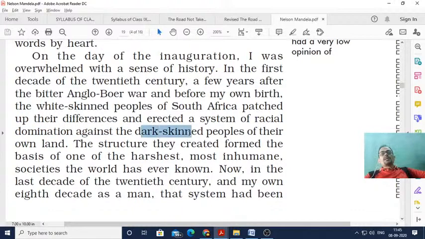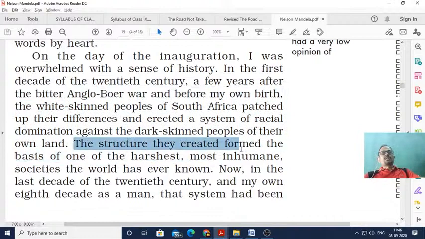Against the dark people, against the black people of South Africa, they erected a racial system of governance after the Anglo-Boer War. So can you imagine, this racial discrimination started 200 years back, 300 years back, and it continued till Nelson Mandela's political party, the African National Congress, won the first democratic election of South Africa. Till that time, this discriminatory political system of apartheid was going on. Okay, so this is the history. History has been given here. From the Anglo-Boer War, the system of apartheid started in South Africa.